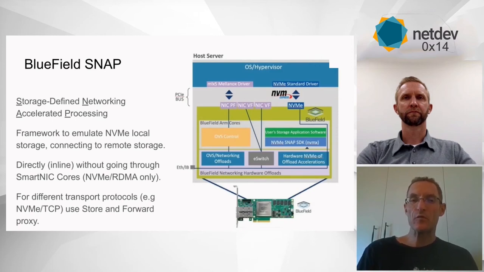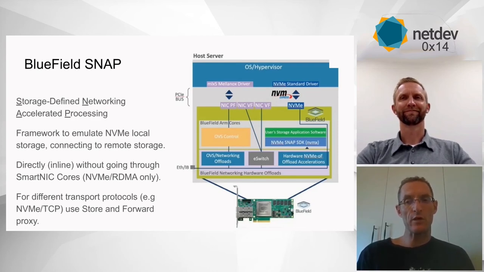We have something we call SNAP, which stands for Storage Defined Networking Accelerated Processing. SNAP is a framework to emulate NVMe local storage on a hypervisor on a server and connect it to remote storage. If we look at the chart, on the right side the server sees an NVMe PCI disk, and it would run a standard NVMe driver. Those NVMe PCI transactions applied by the server are translated into a data path that runs in the SmartNIC. And here again, we have two choices. The first one is inline. In this case, the hardware can translate NVMe PCI to NVMe over RDMA without going through the NIC cores, without going through the SoC, directly to the network after the initial connection establishment.